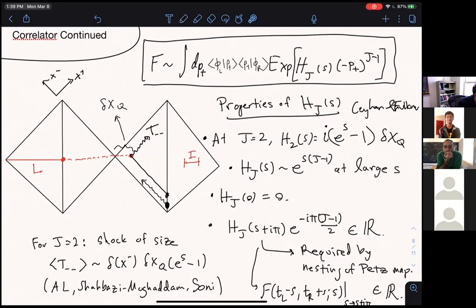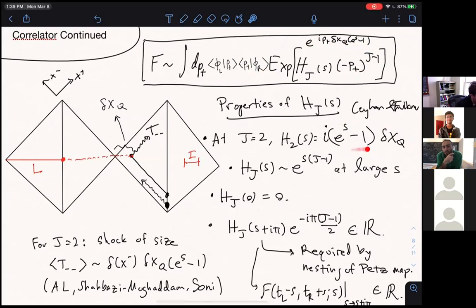And it's happening because, so let's plug this in. If we take this and we plug it in up here, j equals 2 just corresponds to a linear in P. So when j equals 2, this whole thing looks like e to the iP plus some delta xq times e to the s minus 1. What that's doing when you insert it over here is just shifting phi right by an amount proportional to delta xq e to the s minus 1.